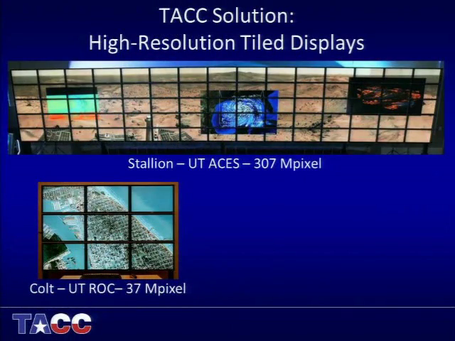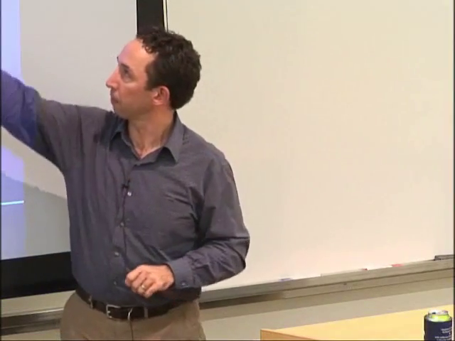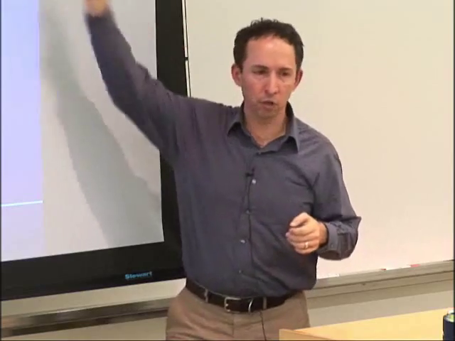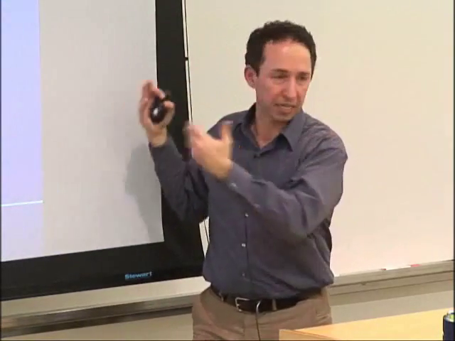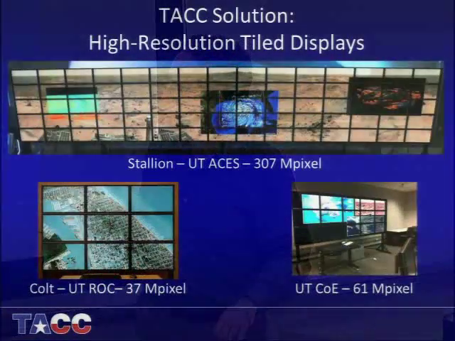So this is the 307 megapixel display, and that's showing Mars in the background, plus some visualizations on top of it. And the nice thing about this is you can either show very large data, or you can show multiple views of data or correlated data. And so you can have everything up at once rather than having to switch between windows on a smaller display.